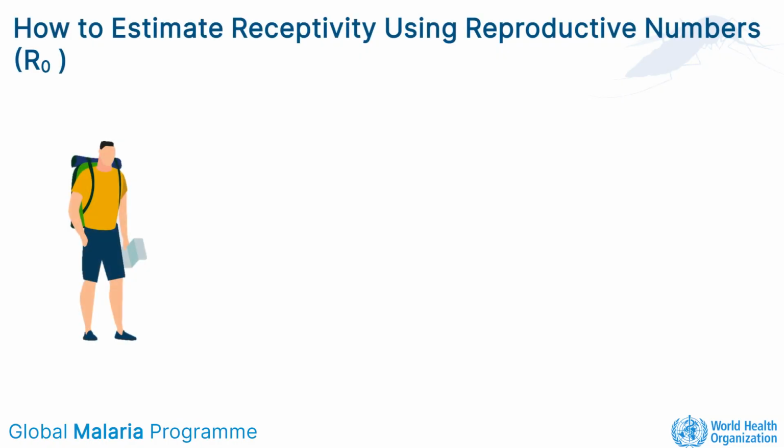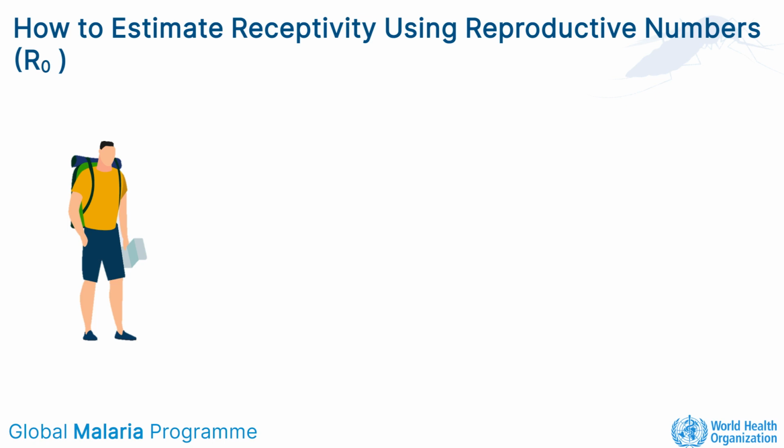We just saw how we might estimate receptivity using data on malaria vectors in an area, but we also learned that it can be difficult to measure all of the components of vectorial capacity. So let's look at another method to estimate receptivity that uses data on malaria cases.